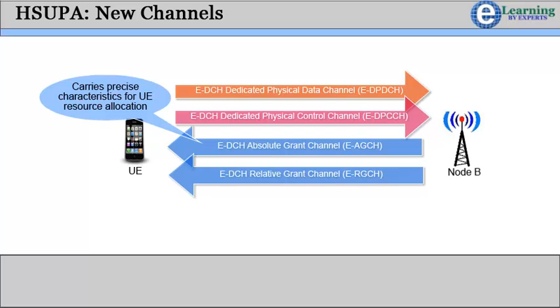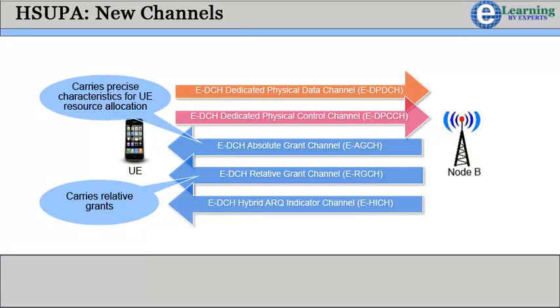2. EDCH Relative Grant Channel, or ERGCH, carries relative grants. Information specifies changes to a previous grant, enabling optimization of resource allocation to each mobile device. This type of grant has a much lower signaling overhead. 3. EDCH Hybrid ARQ Indicator Channel, or EHICH, carries ACK/NACK to indicate the reception of data from the node B to the UE.